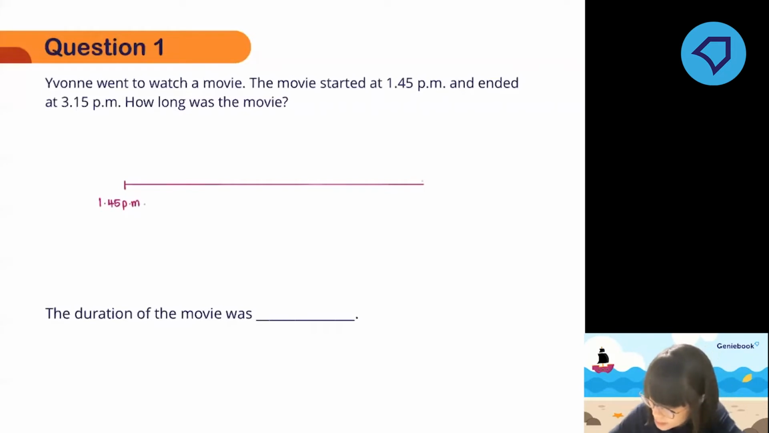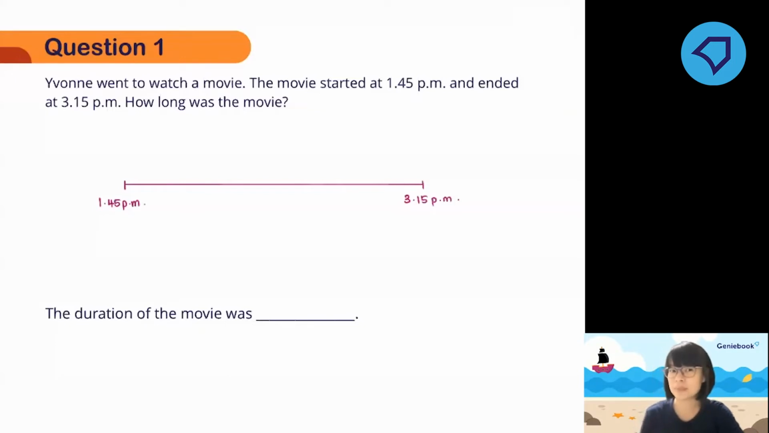The end time is at 3:15. So how are you guys going to do it? Do you want to do it all the way to 2:45? Or should we do it to the next hour? Should we do it to the next hour? 2:45 to 2:45?